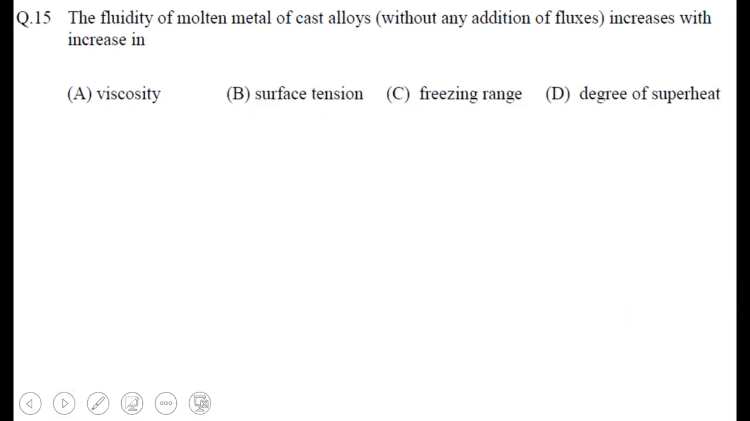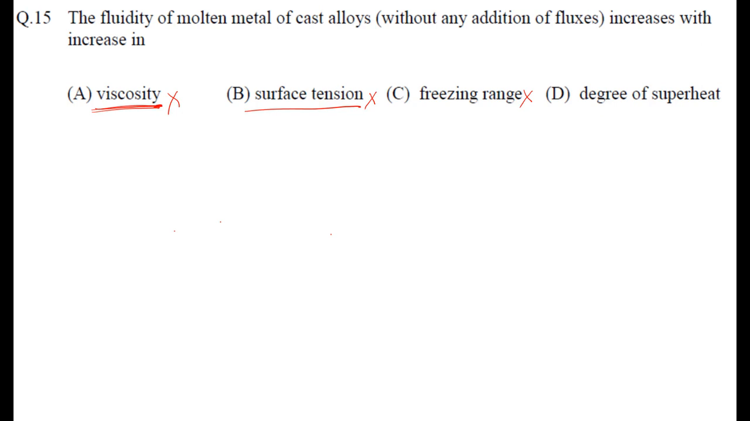Let us move. The fluidity of molten metal of cast alloys without any addition of fluxes increases with increasing viscosity? No. When we increase the viscosity, the friction between them increases. Surface tension? No, because again when we increase the surface tension, the flowability is decreased. Freezing range? No, because whenever there is a large freezing range, the amount of solid present in the solidification range becomes higher, and the fluidity is compromised.